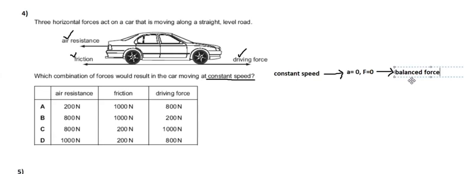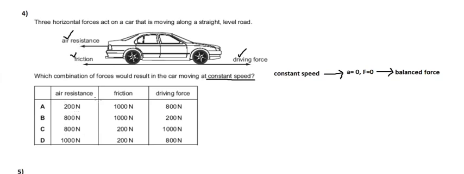So if the speed is constant, that means acceleration should be 0. If acceleration is 0, force is what? Force is nothing but mass into acceleration. Acceleration is 0, that means force is also 0, and 0 force we call balanced force. When we get the balanced force, equal and opposite forces are acting in opposite directions. So which option will give such a result here?